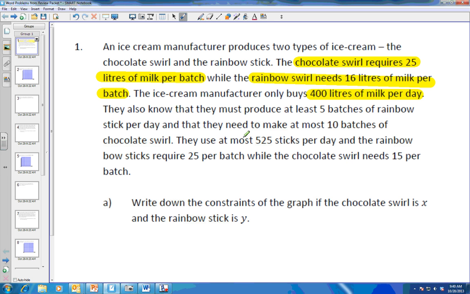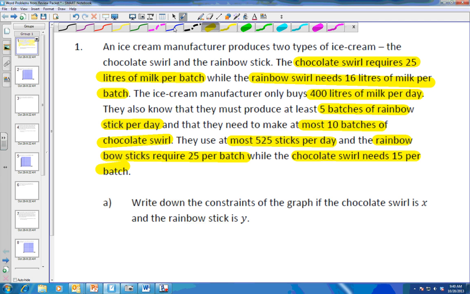They also know that they must produce at least 5 batches of rainbow sticks per day, and they need to make at most 10 batches of chocolate swirl. They use at most 525 sticks per day, and the rainbow requires 25 per batch, while the chocolate swirl needs 15 per batch. Okay, so we just kind of highlighted any information that we think we might need.